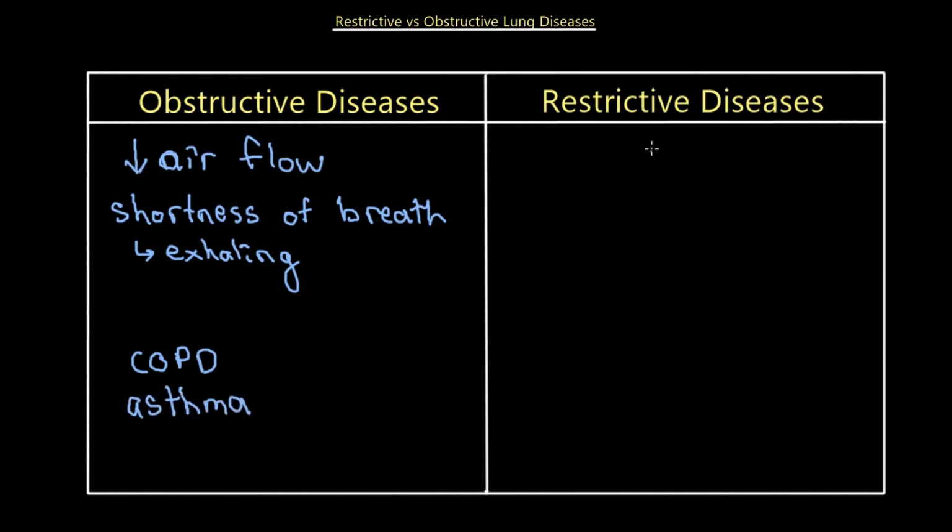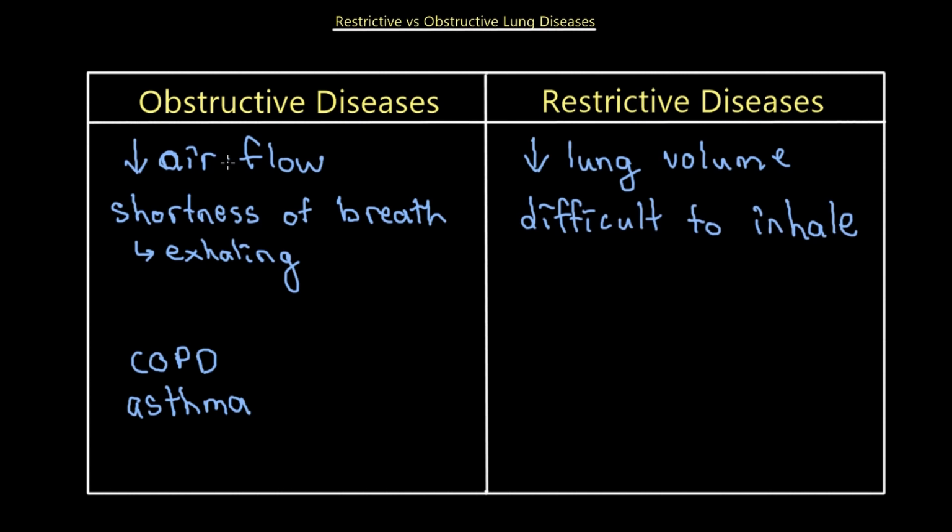Now, in contrast to obstructive, restrictive disease is characterized by reduction in lung volume. So we've got lower lung volume. So it's difficult to breathe in. Obstructive is difficult to exhale. Restrictive is difficult to inhale. And it's due to stiffness inside the lung tissue or the chest wall cavity. So it's due to stiffness.